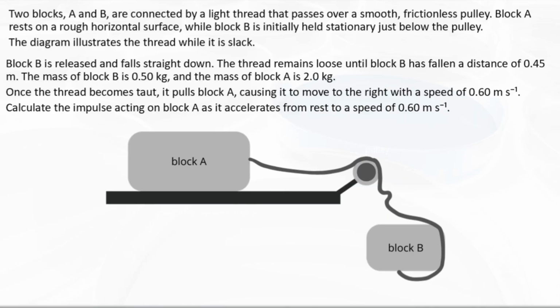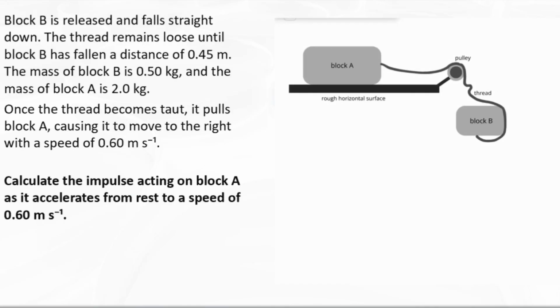0.60 meters per second. I just want to add all the information to the diagram so we know that block A has a mass of 2 kilograms and it starts from rest, which means the initial velocity is equal to 0. We know that block B has a mass of 0.5 kilograms. Now, block A is pulled until it reaches a speed of 0.60 meters per second. So it is pulled to the right until it reaches a speed of 0.60 meters per second. I'm going to write that down as well.